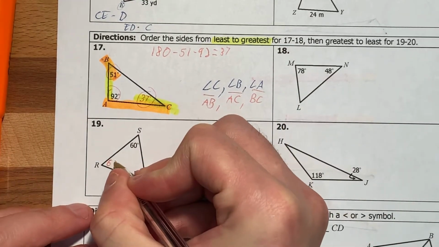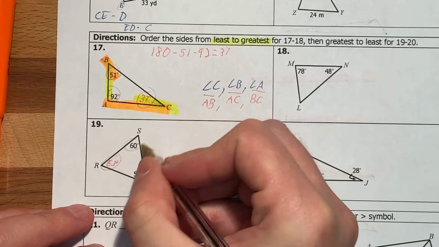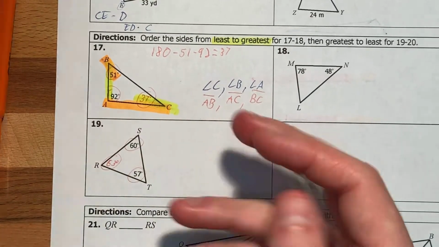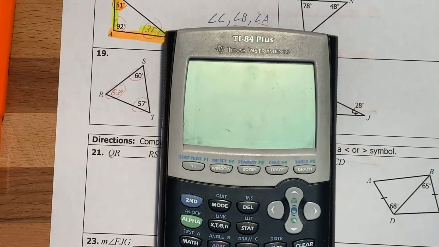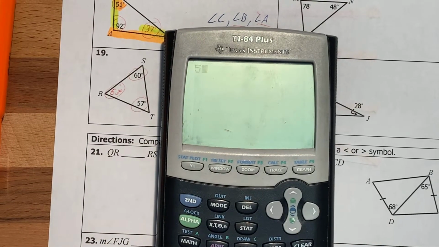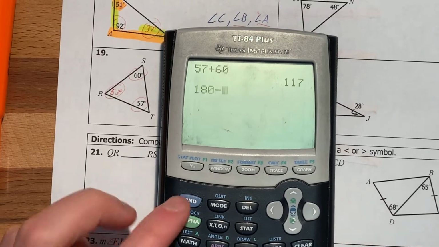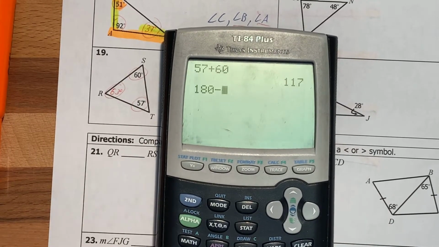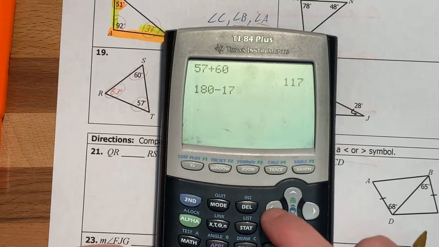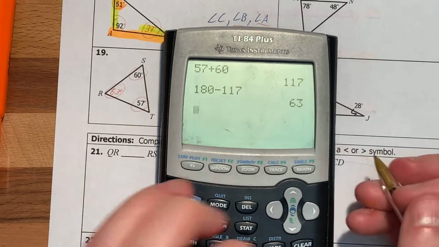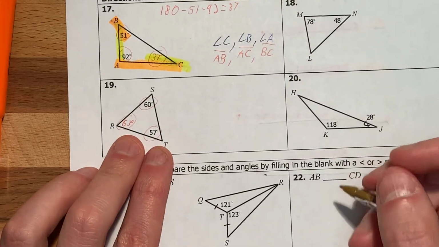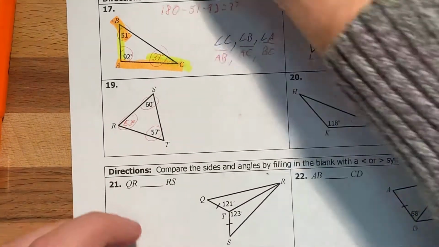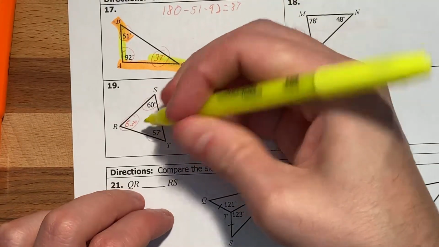I think this one's 63. I'll double check because I'm making a video. Let's see. So 57 plus 60. So subtract that from 180. Is 63. Yep, okay. So the smallest is 57.